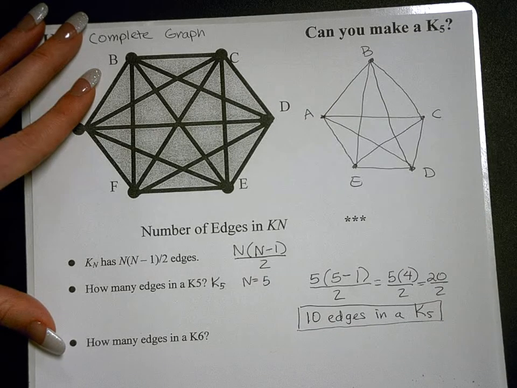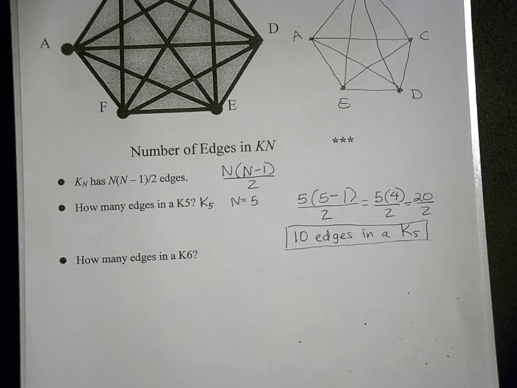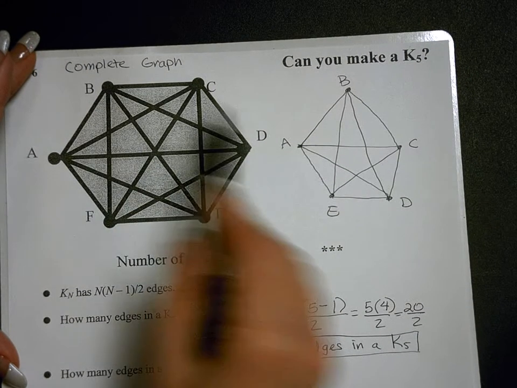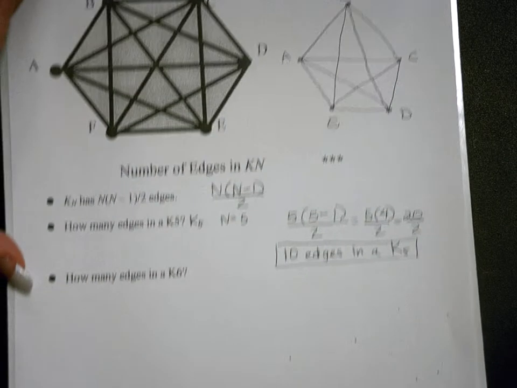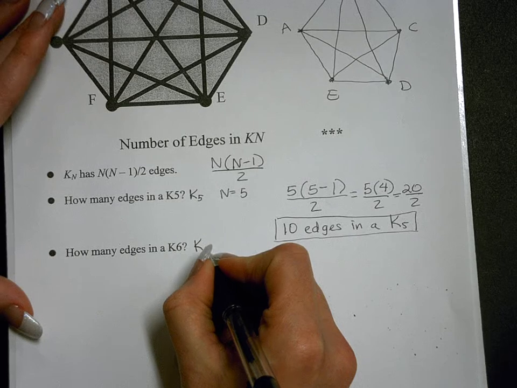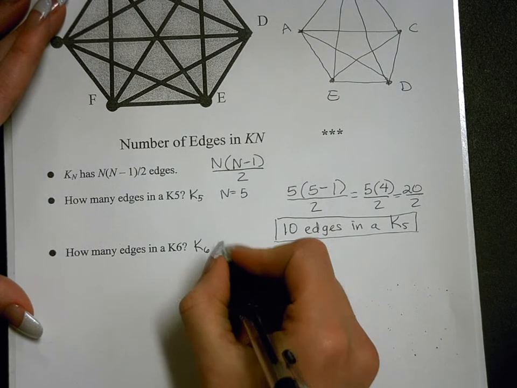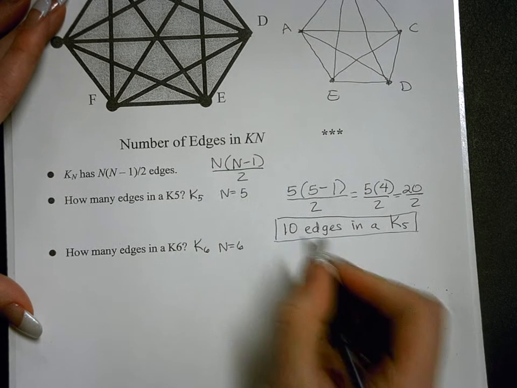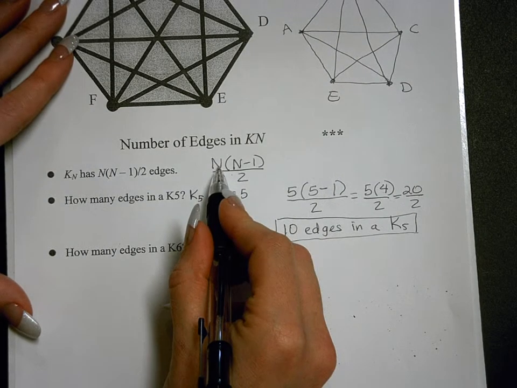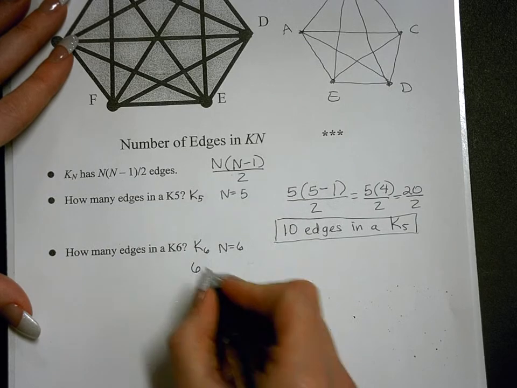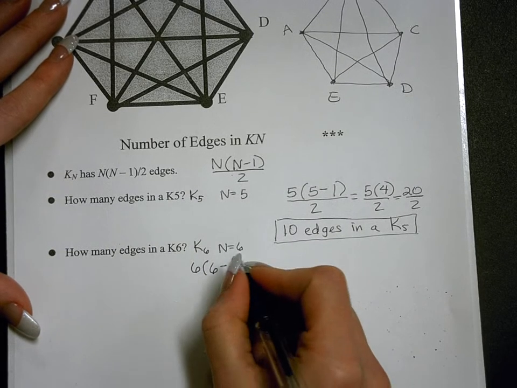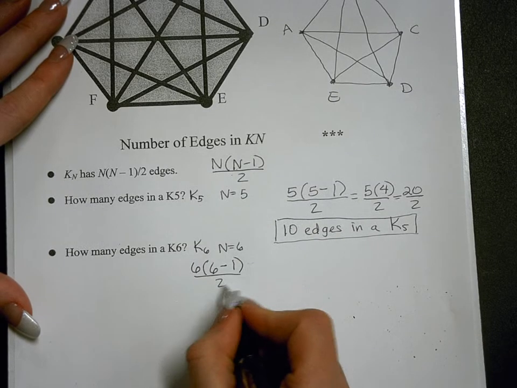Now let's practice this process one more time, but with a K6. This complete graph up here, this is a K6. So let's see how many edges are in this K6. I'm going to rewrite this symbol. It's K with a subscript 6. That means that n is equal to 6. So I'm going to use this formula and plug in 6 where there's n. So I'm going to put 6, parenthesis, 6 minus 1, parenthesis, all over 2.